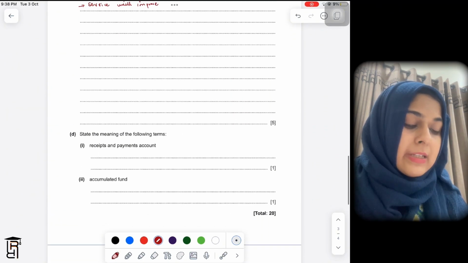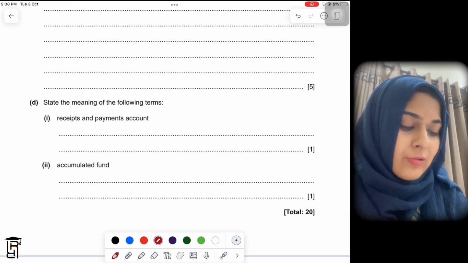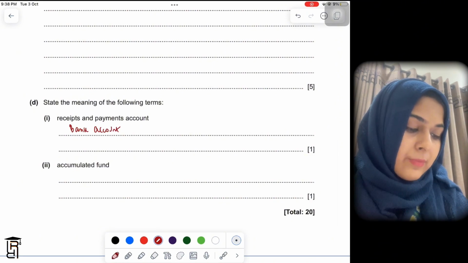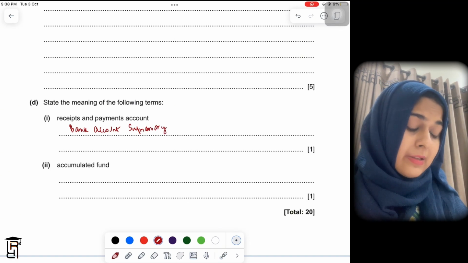Then we have part D. State the meaning of the following terms. Receipts and payments account is a bank account summary of the club. So basically you have all the receipts, like the money coming in, the money going out, in the receipts and payments account.